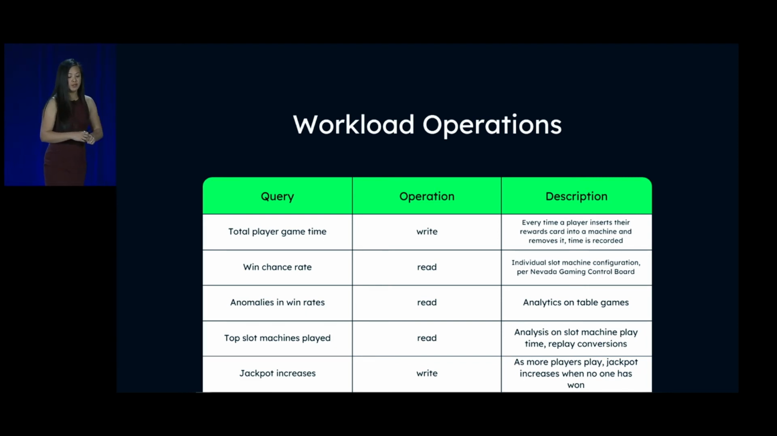Then there's also anomalies in win rates. As they start to see, I don't know if you've noticed, every time I look at the news, there's some other visitor who's visited Las Vegas for the first time and they won a $1 million jackpot. And it's happening more frequently. That's certainly something that most casinos are going to want to look into. Is there something really wrong here, or is it just plain luck?